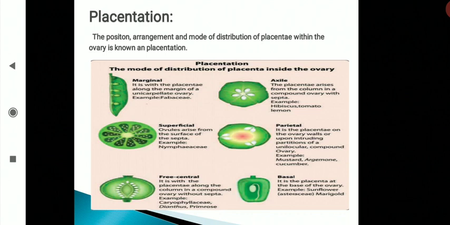So this is all about the second essential whorl, that is the gynoecium, as well as placentation. Here we are done with our topic number 2.2, that is flower, study of flower.